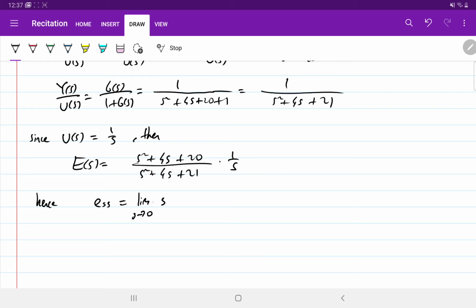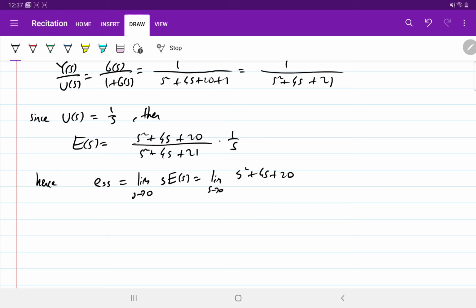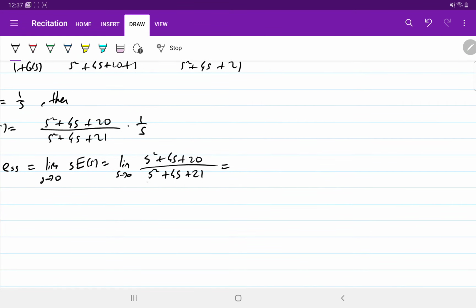The final value theorem is limit s to 0 of s multiplied by E of S. So limit s to 0, s multiplied by this, the s and that cancel, so we are left with s squared plus 4s plus 20 over s squared plus 4s plus 21, and simply substituting s with 0, we have 20 over 21.